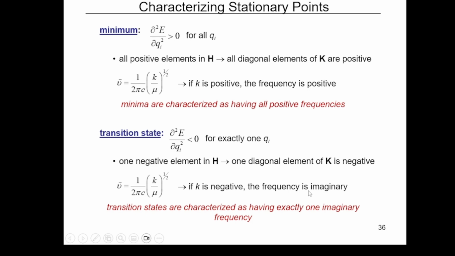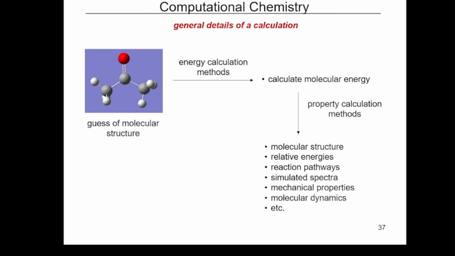So whenever you read somewhere in the literature that a frequency is imaginary, it means that the imaginary frequency is a negative number. And that is a characteristic of a transition state. Transition states are characterized as having exactly one imaginary frequency. So if you see no imaginary frequency, that's not a transition state, that is a minimum. If you see more than one imaginary frequency, that is not the right transition state. You need to relocate that transition state with one imaginary frequency, because it should be exactly one.